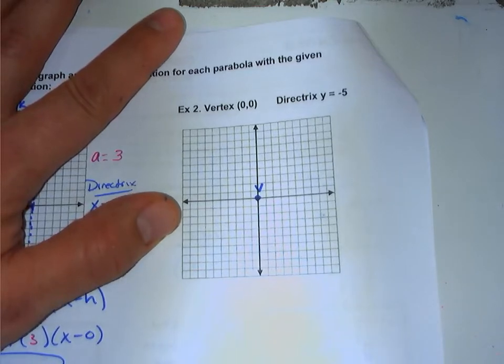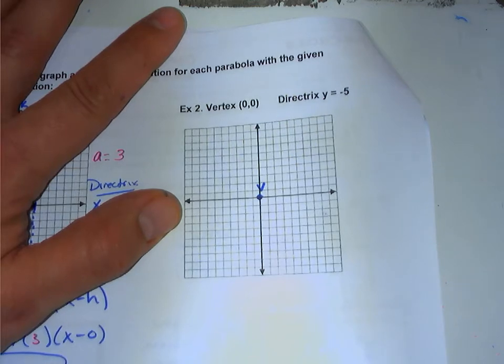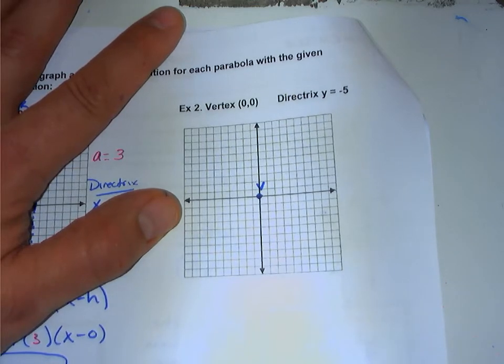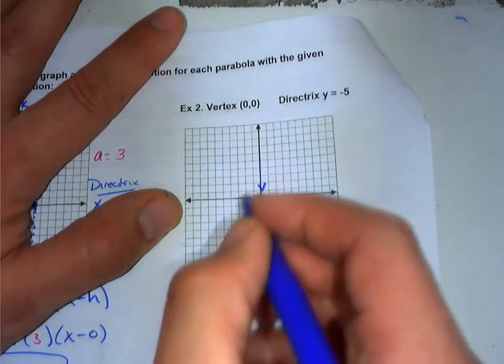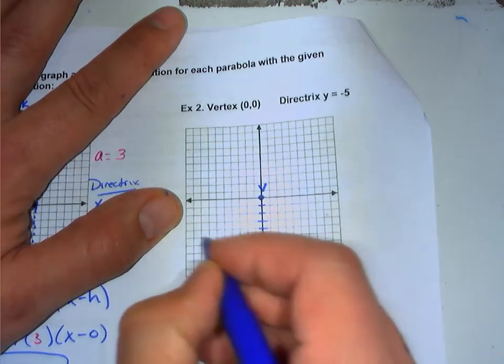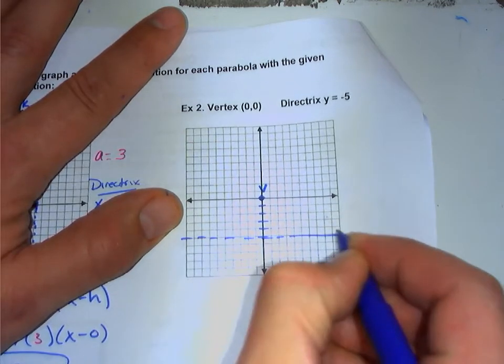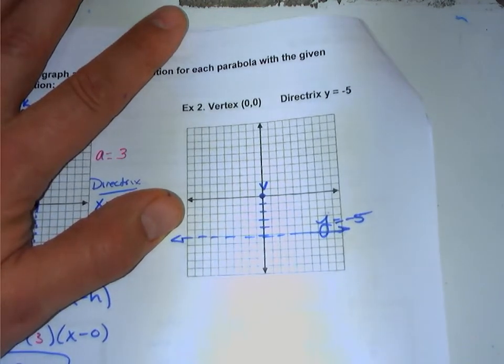So we know that's a line. Is that a vertical line or horizontal line? Horizontal line, right? This is a y equals, goes across the y, hits only the y-axis. So 1, 2, 3, 4, 5, so good job. So that's a y equals -5 line.